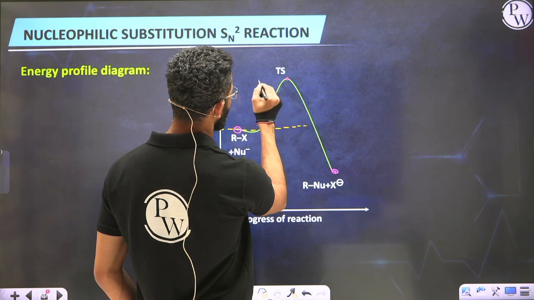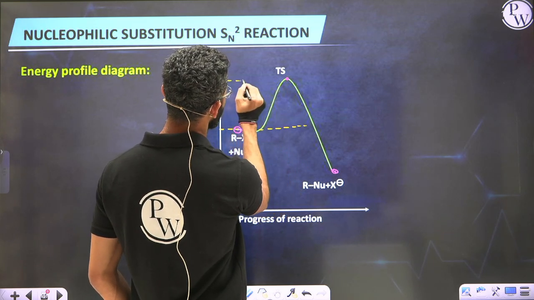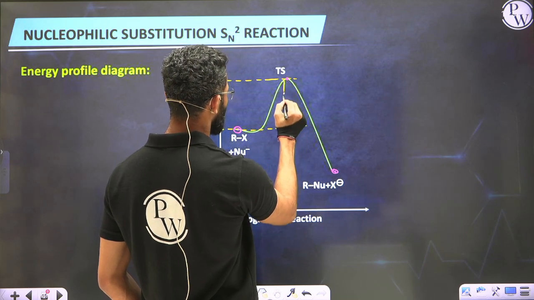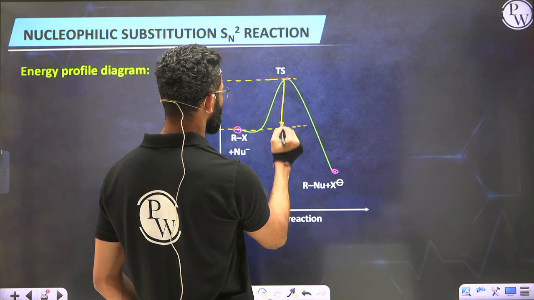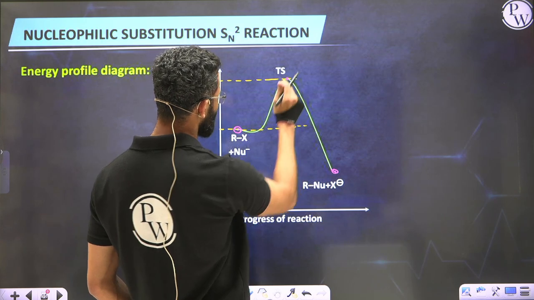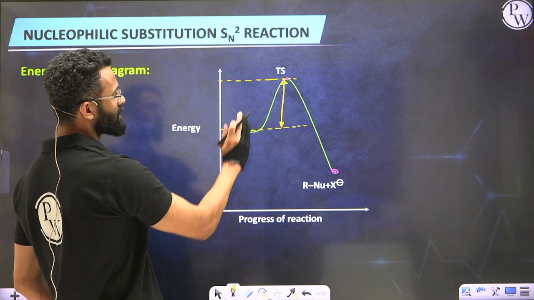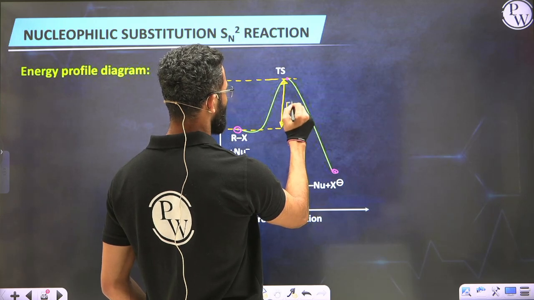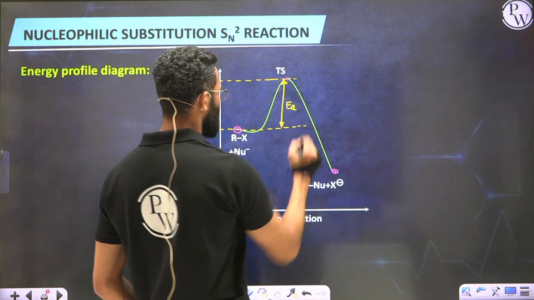Reactant. This is the energy of the transition state, or you can say activated complex. If you measure the difference in the energies between the reactant and the transition state, this is called the energy of activation, EA.